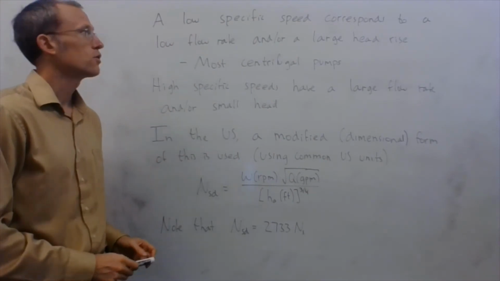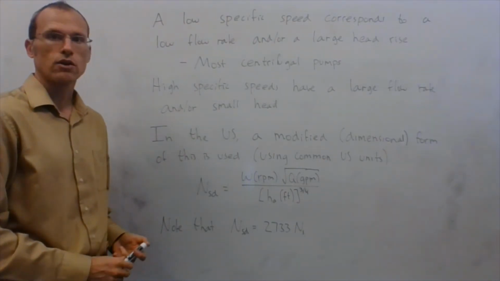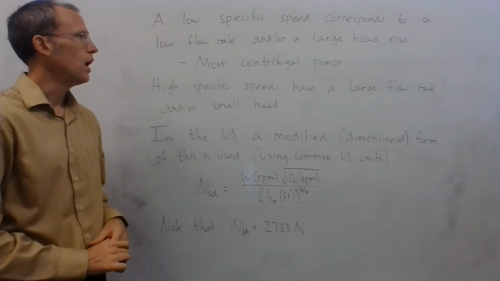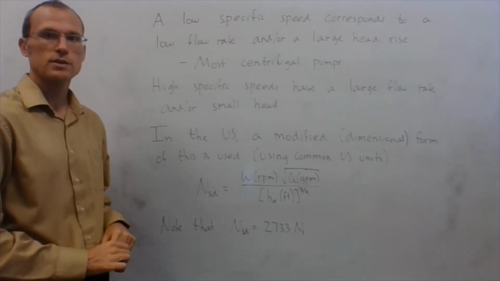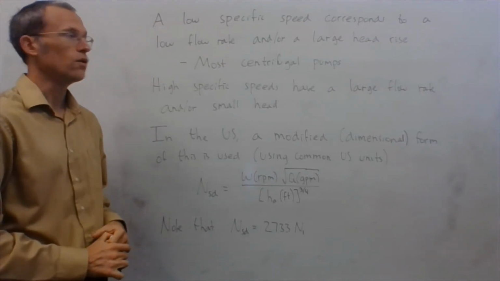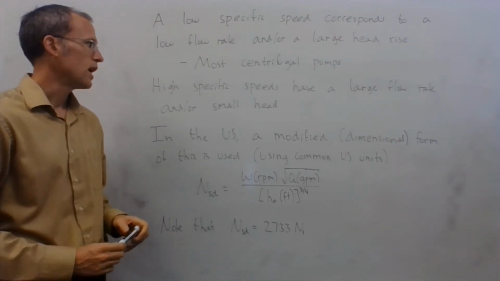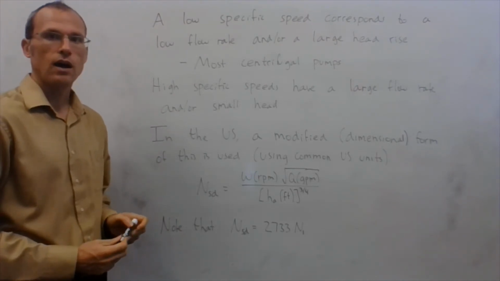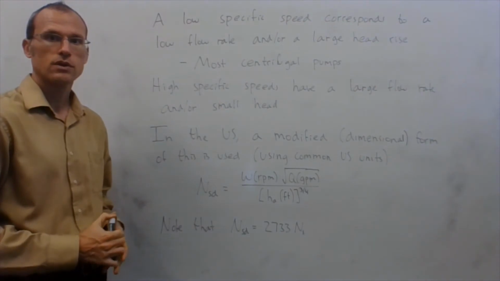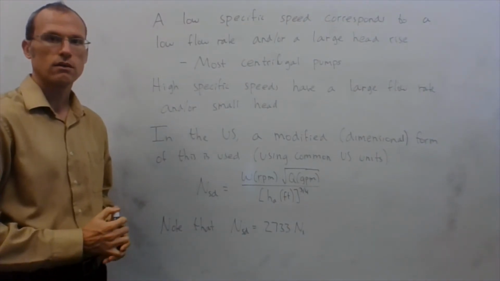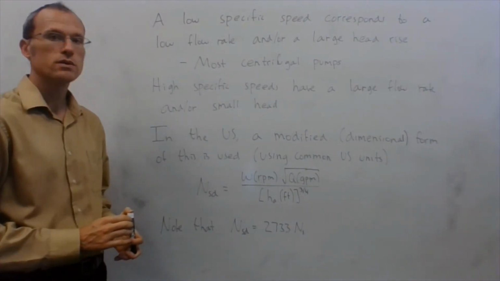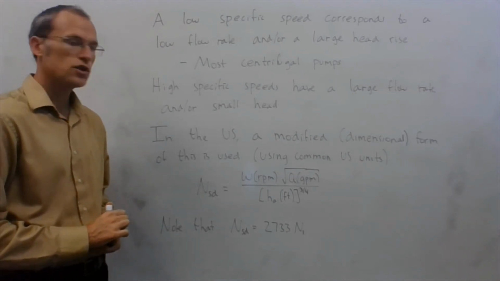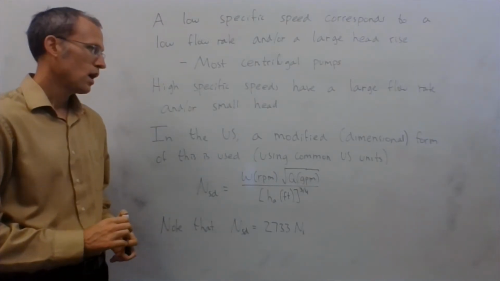A low specific speed corresponds to a low flow rate and/or a large head rise. You can see from the equation, flow rate on top, head rise on the bottom. This is the situation for most centrifugal pumps. Most centrifugal pumps operate with low flow rates and large heads. If you have a high specific speed, that corresponds to a large flow rate and/or a small head. That's where axial flow pumps operate. We'll see those next lesson.